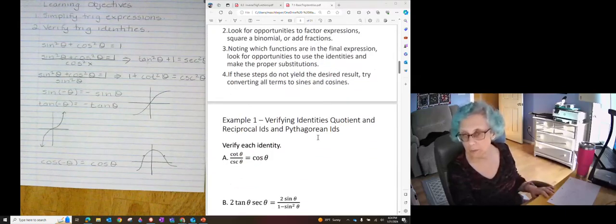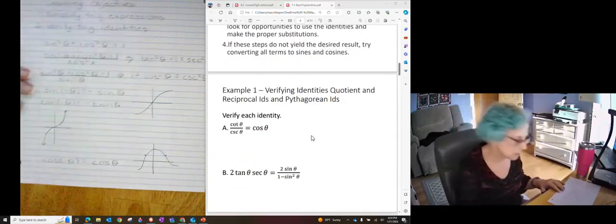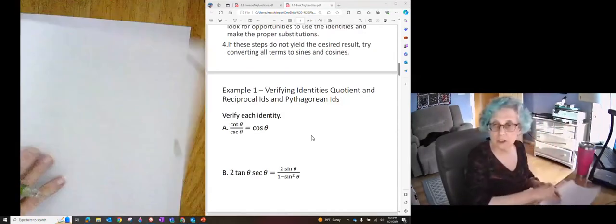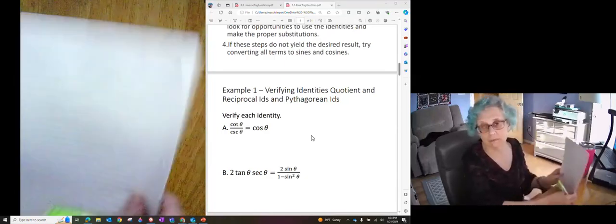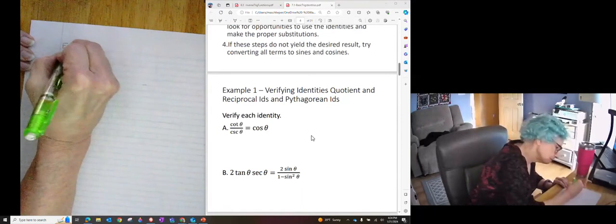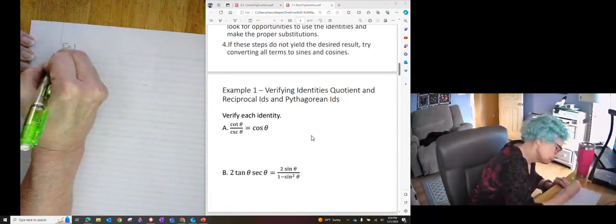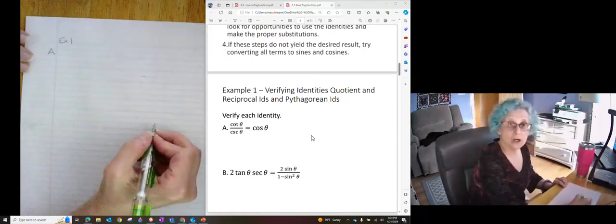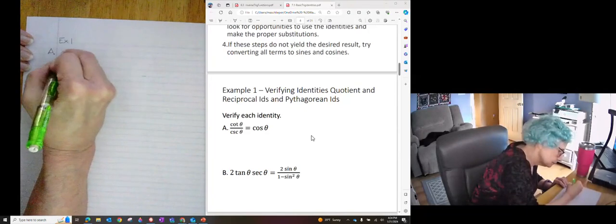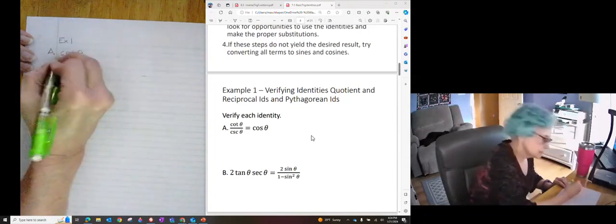So let's start with one. Well, we'll start with a couple. Example 1. We have cotangent of theta over cosecant of theta is equal to cosine of theta. So I'm going to start with cotangent of theta over cosecant of theta.